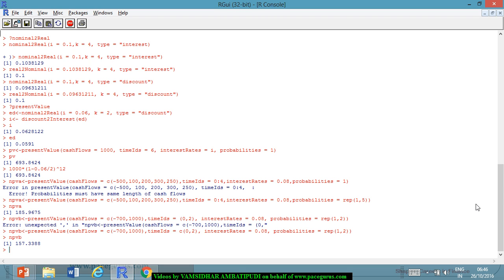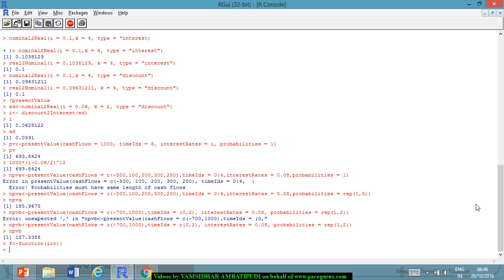So first let me compute a function f, which is a function of IRR. Whatever the function f gives me, that is the IRR that we are trying to use. So we'll use this formula, present value. We'll compute this present value of the cash flows, whatever I supply as the cash flows.